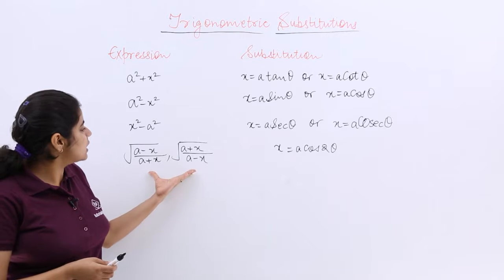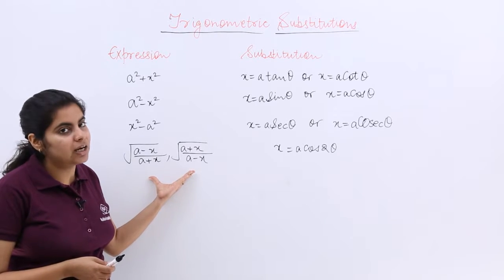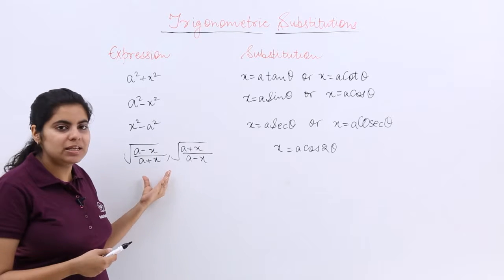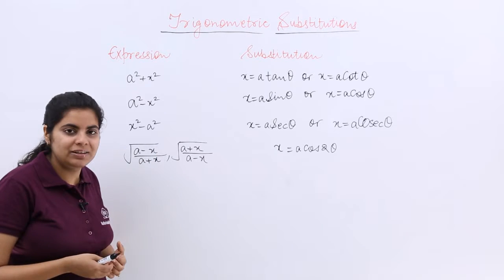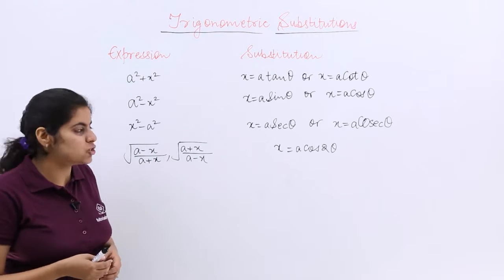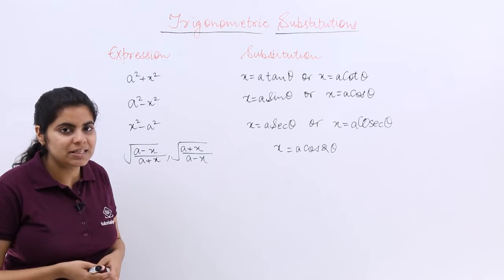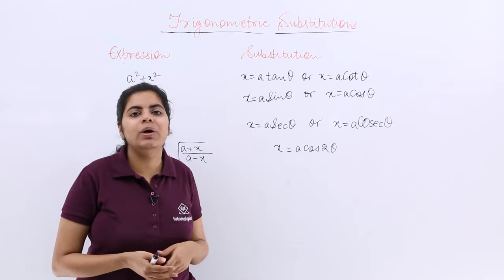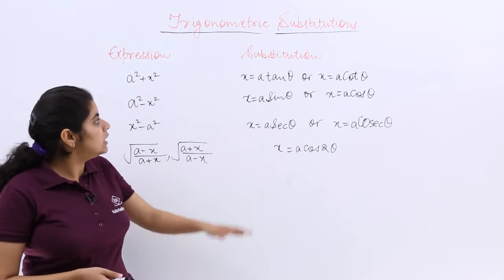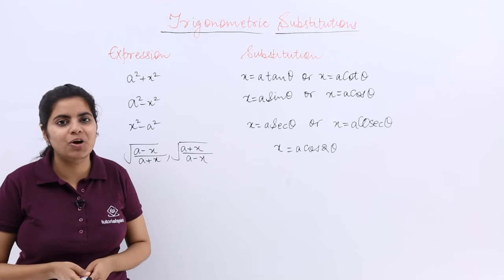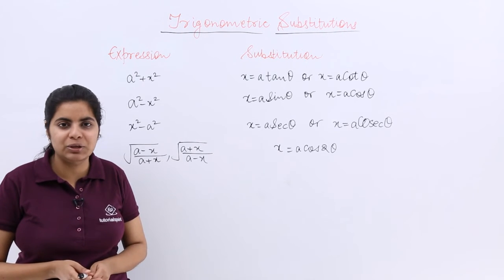Last but not the least, if the expressions are of this kind, I mean under root, with numerator and denominator either a minus x or a plus x respectively, or the interchange of these, that is a plus x upon a minus x, then better go with the substitution x is equal to a cos 2 theta. So these are some expressions and their substitutions. Things will be much more clear when we go about solving the questions on them.